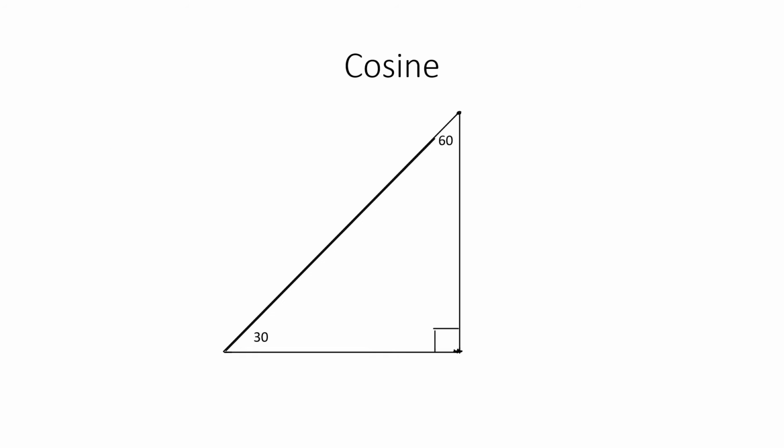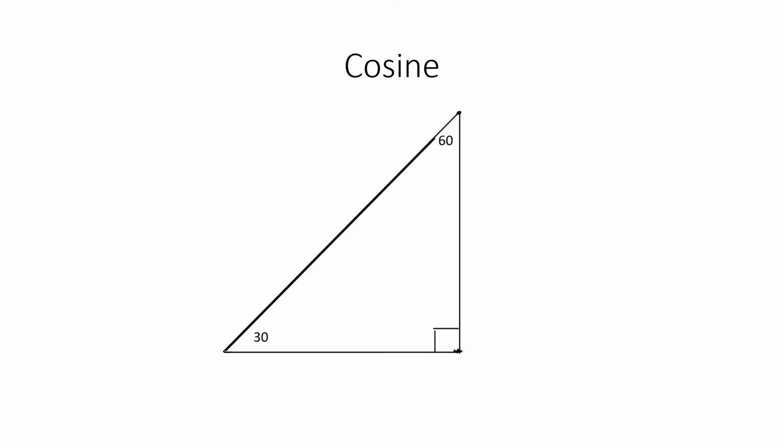For cosine, we should remember that cosine is the adjacent or close side over the hypotenuse. So if we wanted 30 degrees, remember this is the adjacent side and this is our hypotenuse. So we need these two if we're doing cosine of 30. If we're doing cosine of 60, 60 is here, so our adjacent side is here and our hypotenuse is here. Remember, adjacent over hypotenuse gives us cosine. So let's fill this in.